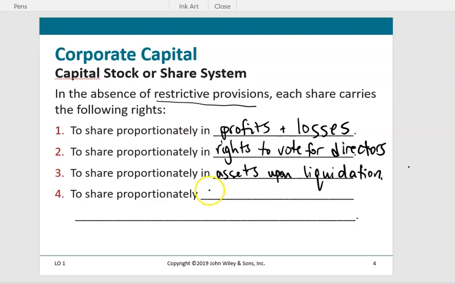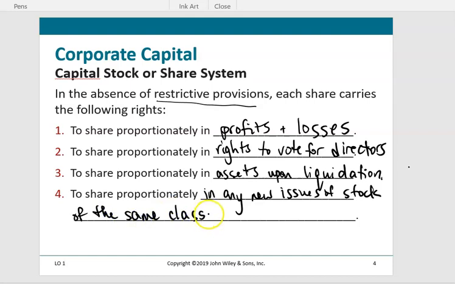So to share proportionately in any new issues of stock of the same class. Maintain existing ownership percentage. And this is called the preemptive right.